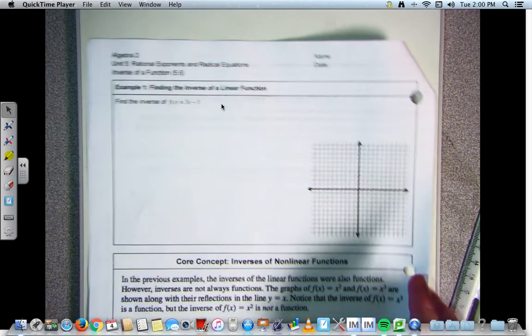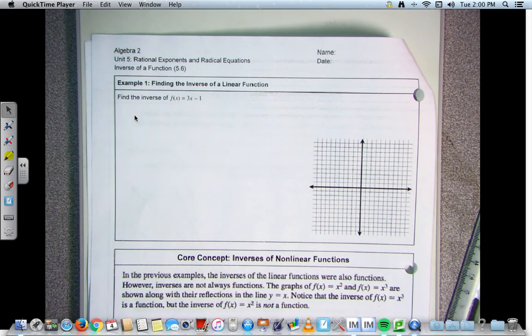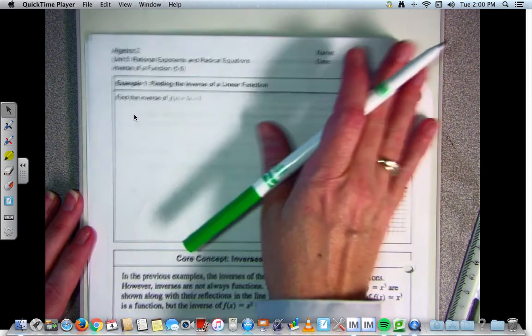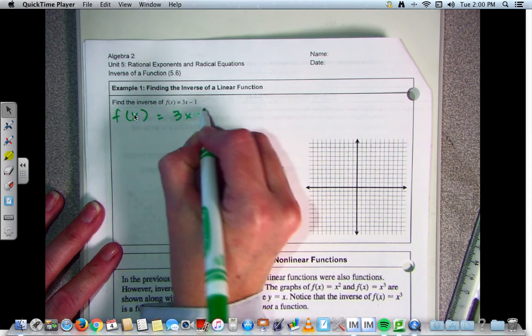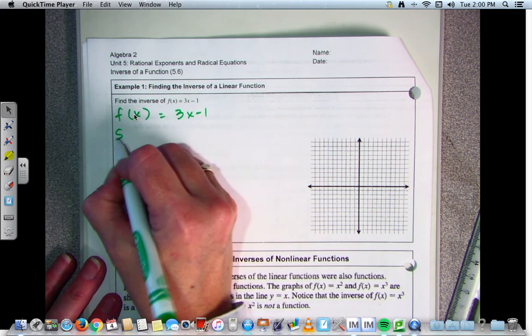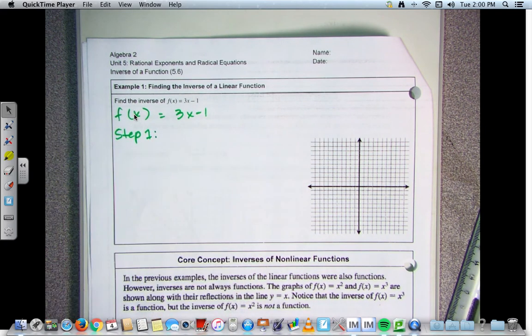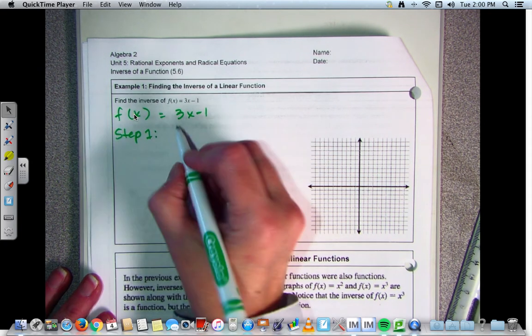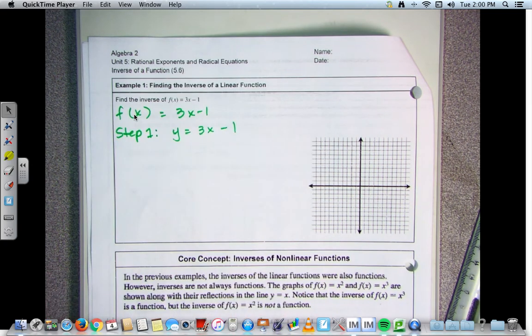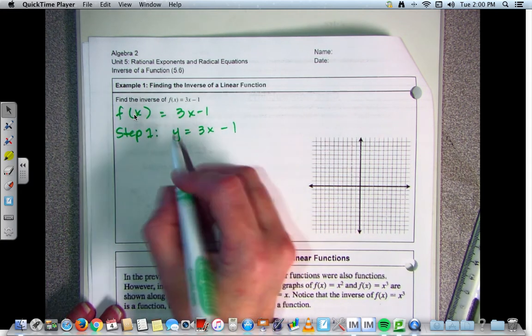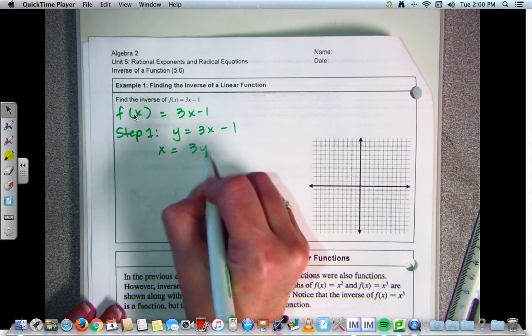So example 1, finding the inverse of a linear function. We need to find the inverse of f of x equals 3x minus 1. So we have f of x equals 3x minus 1. Our first step was to replace f of x with y. So y equals 3x minus 1. And then we need to switch the x and the y. So this new equation now becomes x equals 3y minus 1.